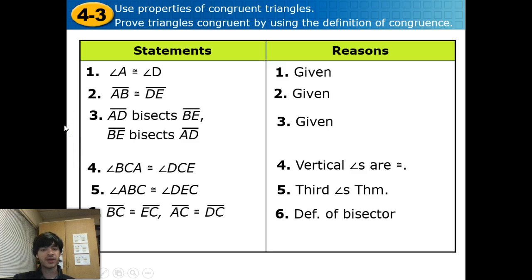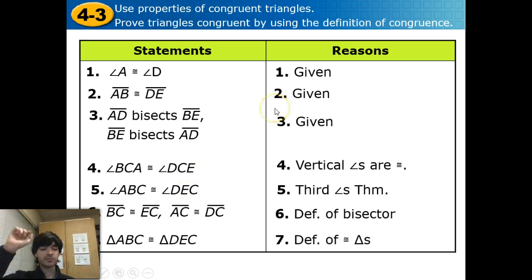So we find out that through the definition of bisectors that BC is congruent to EC and AC is congruent to DC. Now, I don't know about you, but I think we've proven now all 3 sides are congruent, 1, 2, and 3. Oh, nice, and all 3 angles. Sweet. So then right there, when all that's proven, you can say these 2 triangles are congruent to each other, and that is the definition of congruent triangles, because all corresponding sides and corresponding angles are congruent to each other.